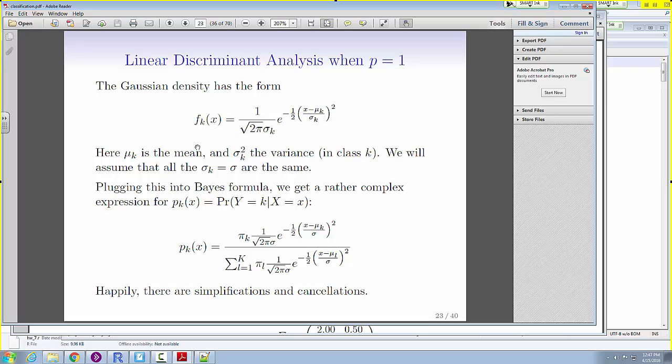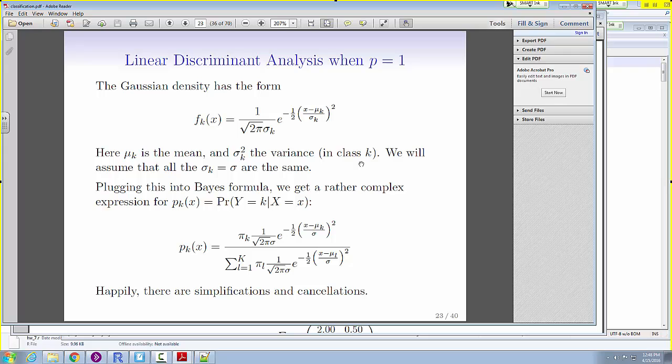If you were to evaluate that function up at the top for a bunch of x values from really, really small negative to really, really big positive and draw a histogram, it would look like the normal curve, bell-shaped curve. If you were to evaluate the function and plot the resulting evaluations, it would look like the bell-shaped curve. Mu k is the mean, and sigma squared k is the variance in class K.